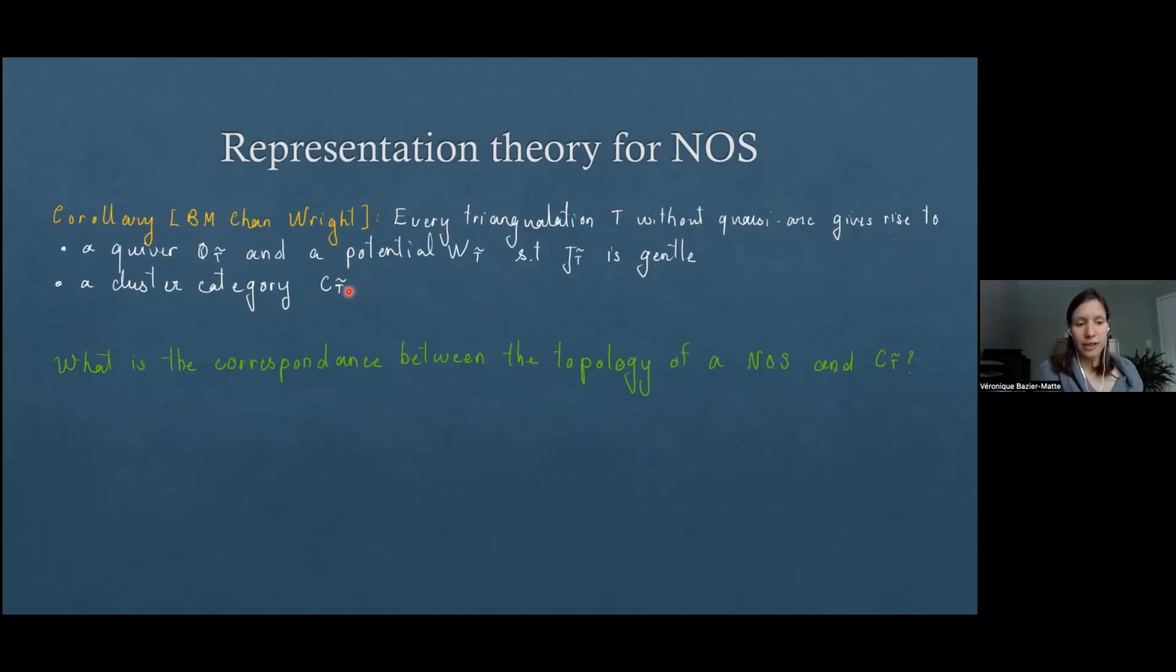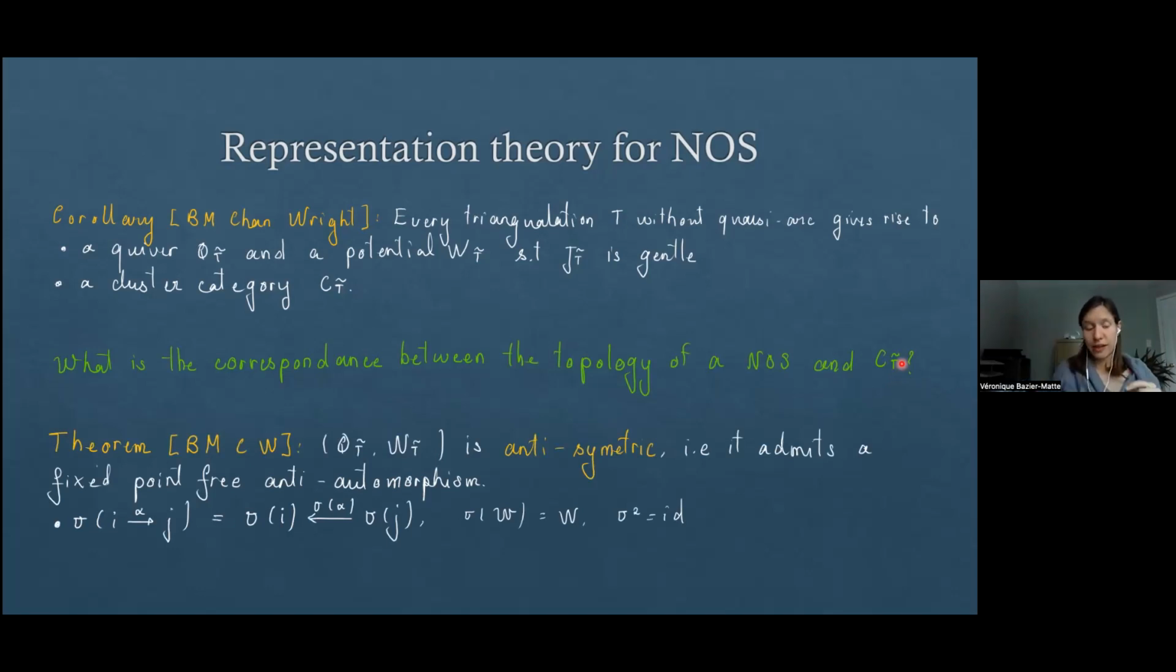So the question is, what can we say about the topology of the non-orientable surface and the cluster category C tilde? So even though we choose to start from a triangulation without a quasi-arc, is there anything that we can say about the non-orientable surface, even the quasi-arcs?